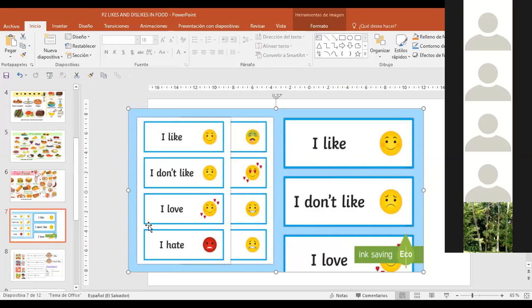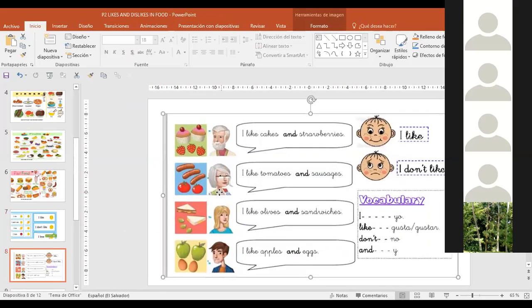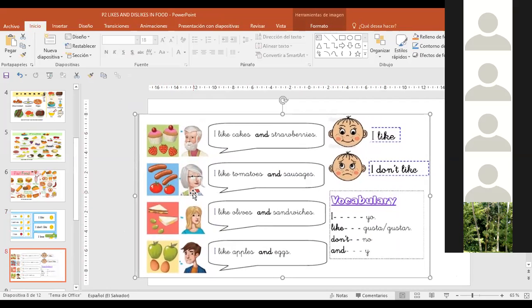Okay, very good. So let's repeat. Repitamos las expresiones. I like. I don't like. I love. I hate. Very good. Now you have here some pictures.